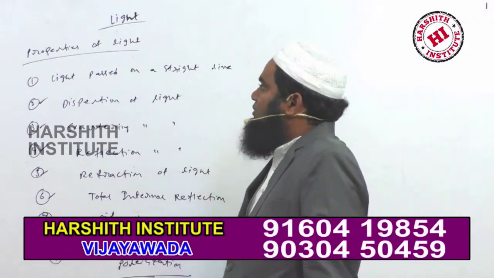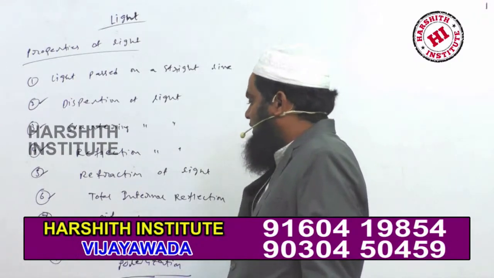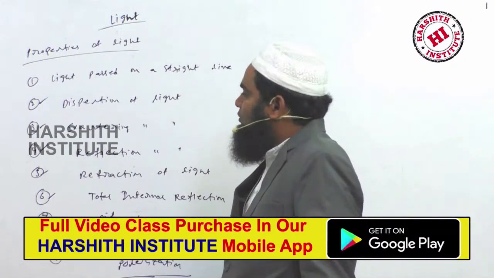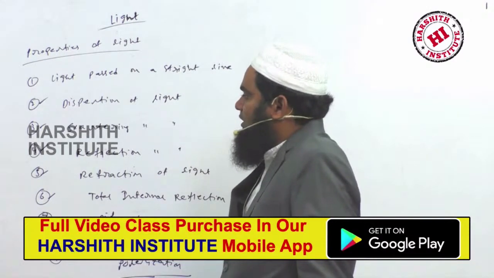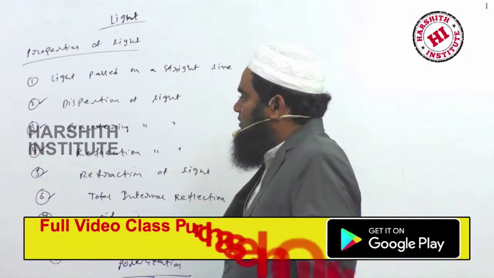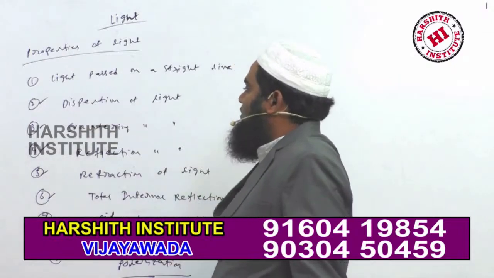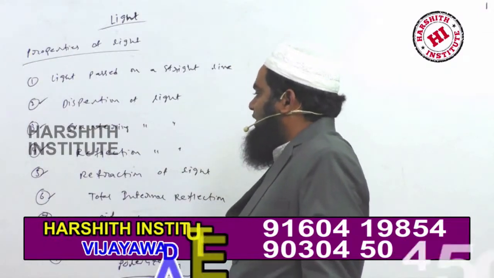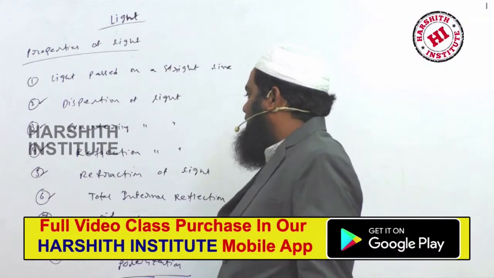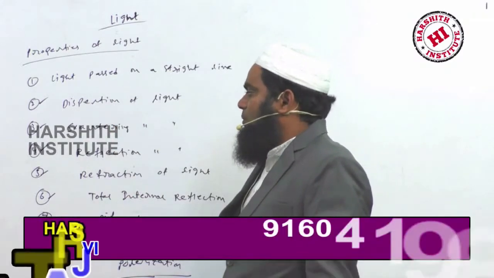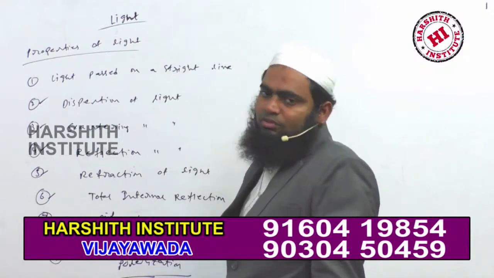Light has a total of 9 properties. Out of these 9 properties, the 5 most important are dispersion of light, scattering of light, reflection of light, refraction of light, and total internal reflection. These are the very important properties we will now discuss one by one.